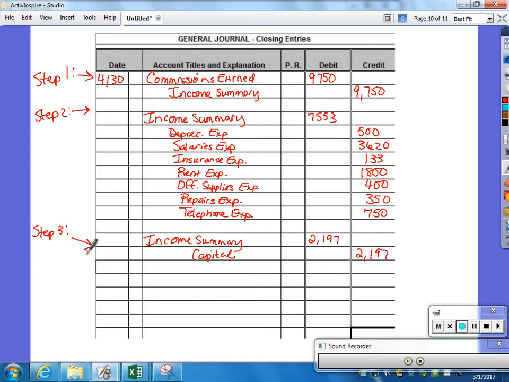You credited income summary up here, right? Which is the normal side. You debited it here, which means you need to take this number and subtract it from here, which equals the balance that we're closing into capital. What's step 4? Close withdrawals to capital. What do we debit? What do we credit? Debit capital, credit withdrawals. What's the amount?